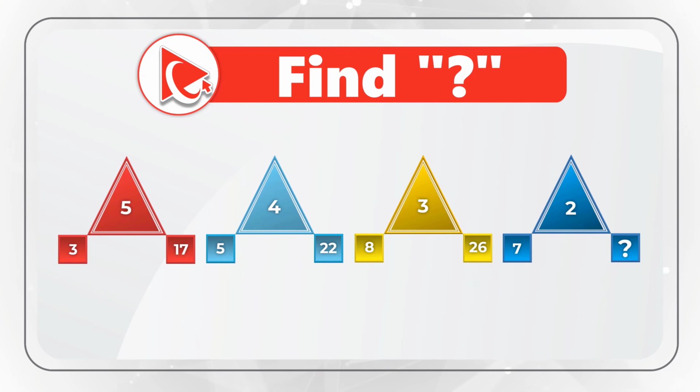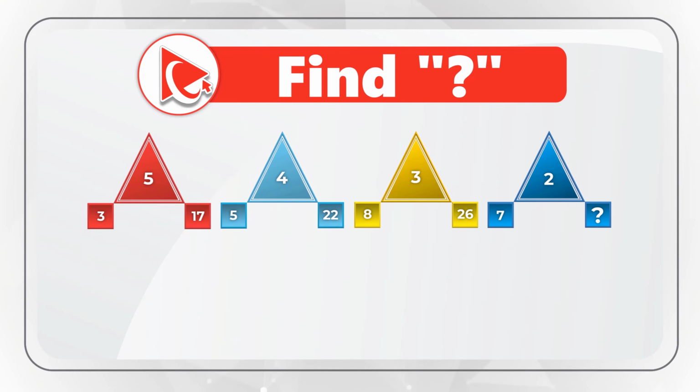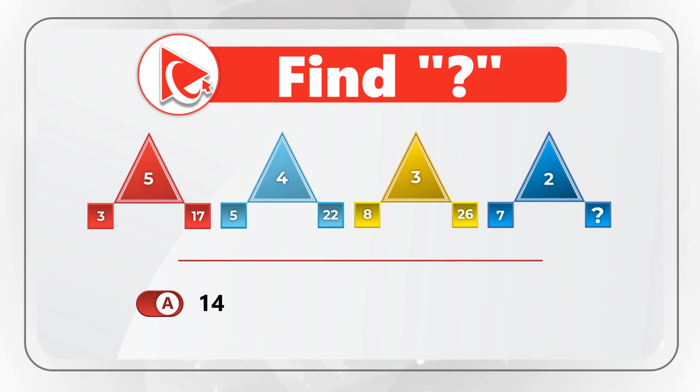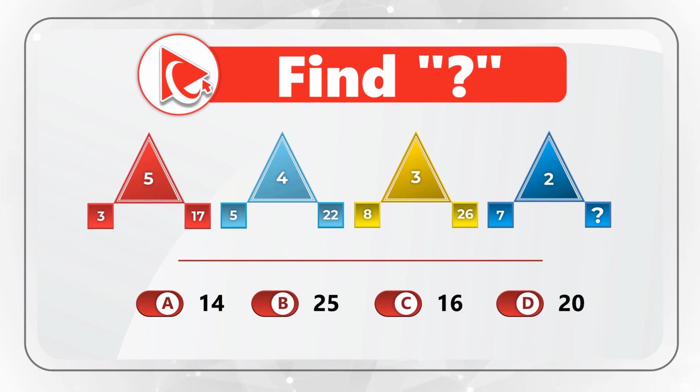And did I mention that all objects are of different colors? If we go from left to right, we start with red on the left, next goes light blue, yellow, and then darker blue. And obviously you're the one who needs to make sense out of it and calculate the missing number. Once calculated, select the final answer out of 4 possible choices. Choice A, 14. Choice B, 25. Choice C, 16. And last but not least, choice D, 20.